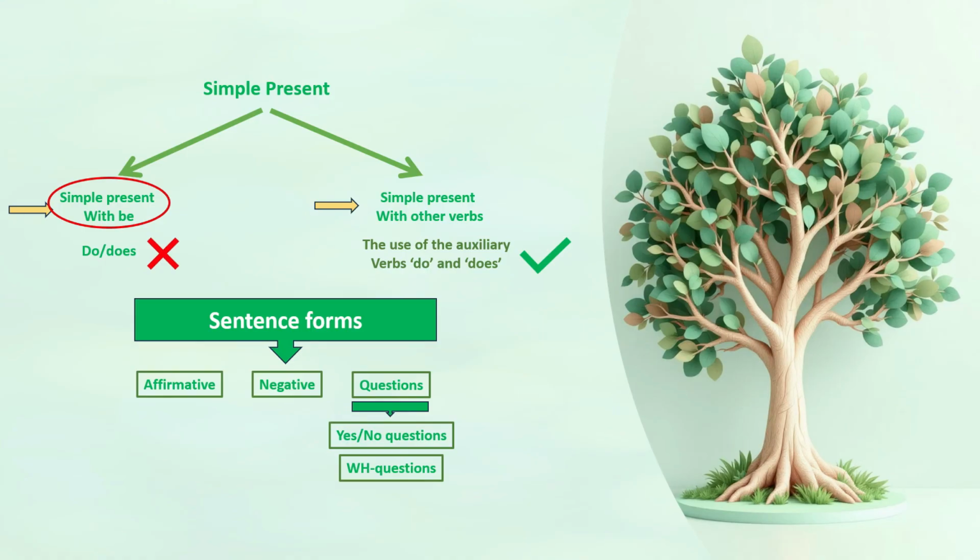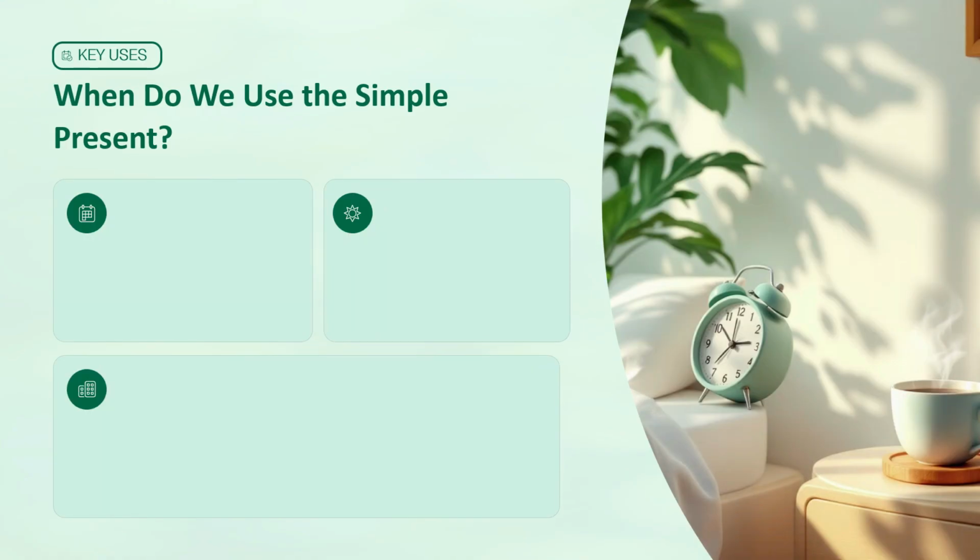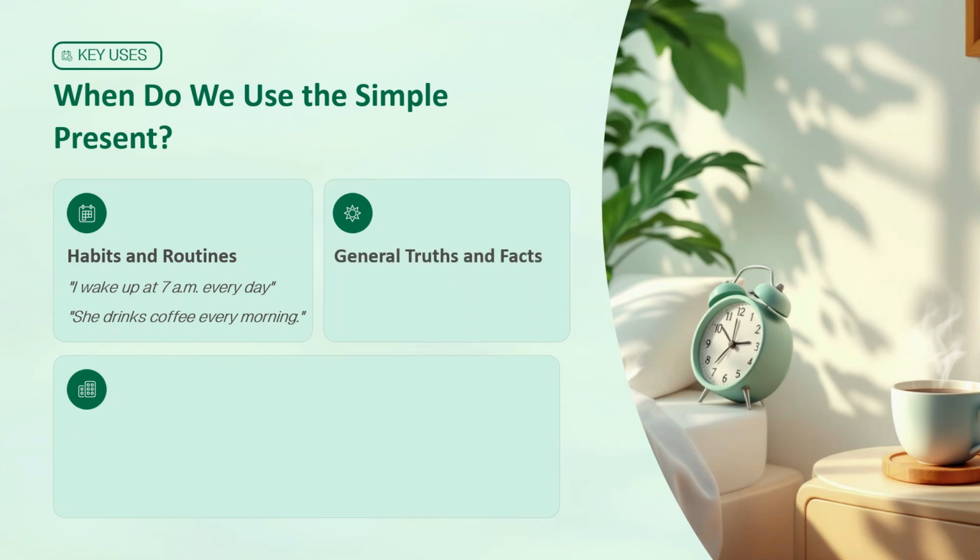The simple present tense has many important uses in English. We use it to talk about habits and routines, like in the sentences, I wake up at 7 a.m. every day, or she drinks coffee every morning. Both show actions that happen regularly. We also use the simple present for general truths and facts, such as the sun rises in the east and water boils at 100 Celsius. These are statements that are always true and cannot change.